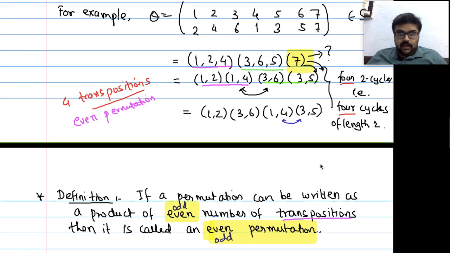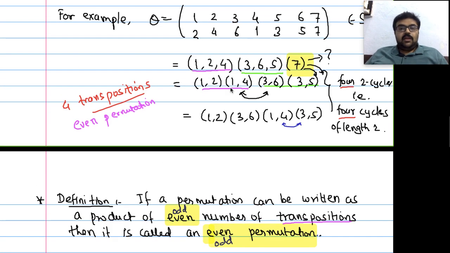So here theta, this example we have considered, it can be written as 4 number of transpositions in this expression. This is another expression, but just a small change. 1, 2 I have written as, so this, they commute, 1, 2 I can write as 2, 1 also. So that is not a problem. But the number is at least the same, even. But what happens if the number changes in another representation?